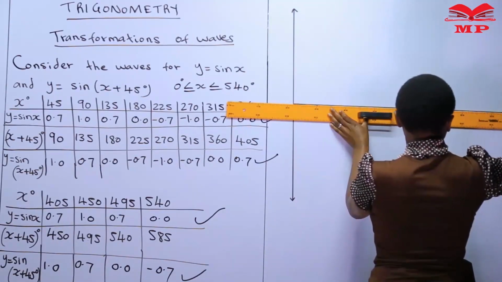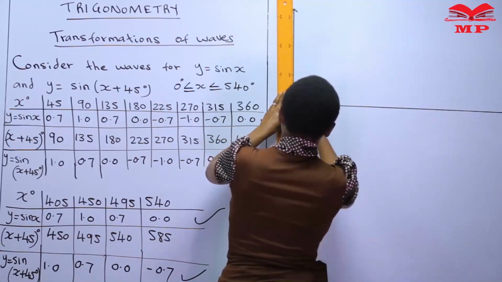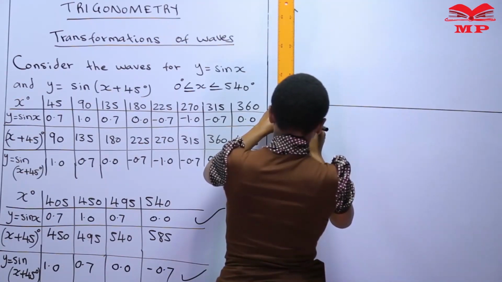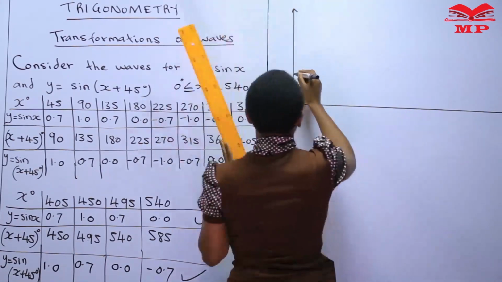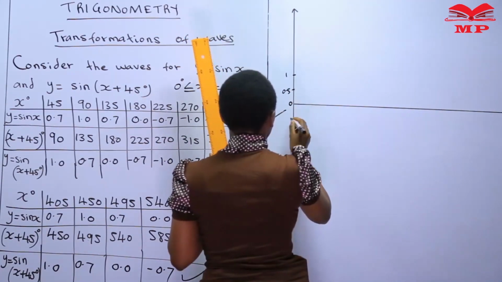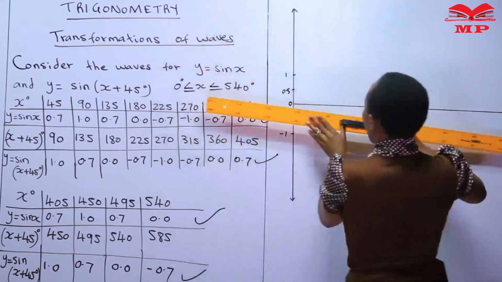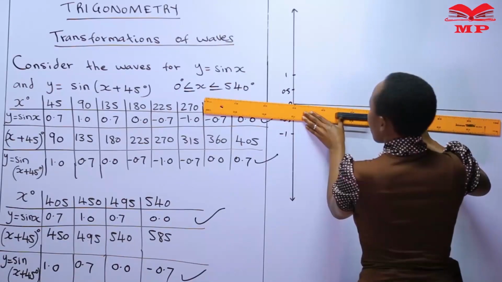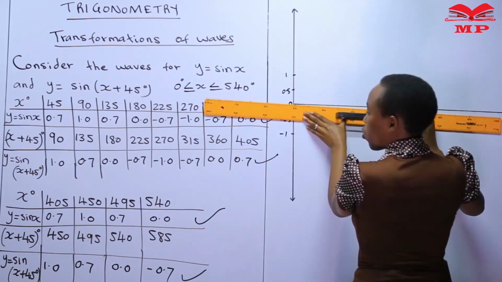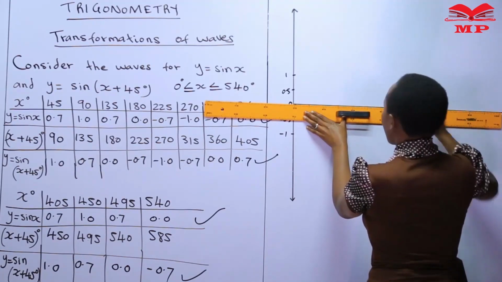We have our x-axis here. The highest value is 1, so on this side we have 1, 0.5, 0, negative 0.5, and negative 1. Then on the other axis, we need to start with 0 before we go to 45. So we have from 0 to 540.